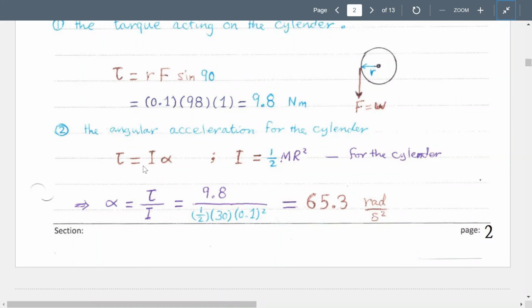So alpha, if we divide both sides by I, it will be tau over I equal to alpha. Okay, we can find alpha. Tau is 9.8. I is half, the mass 30, 0.1 squared, which is the radius. So the acceleration is 65.3 radians per squared second. It is acceleration, but it is not meter per square second, it is radian because it is angular acceleration. Okay. Any question about this?